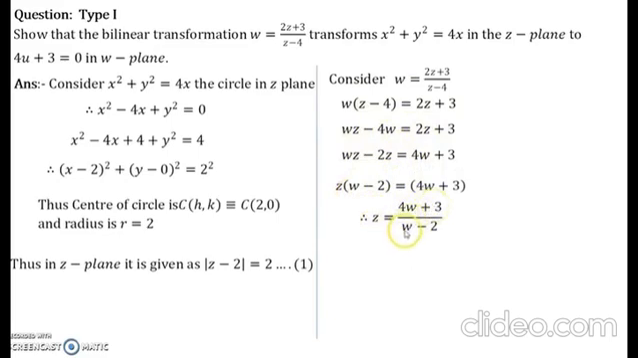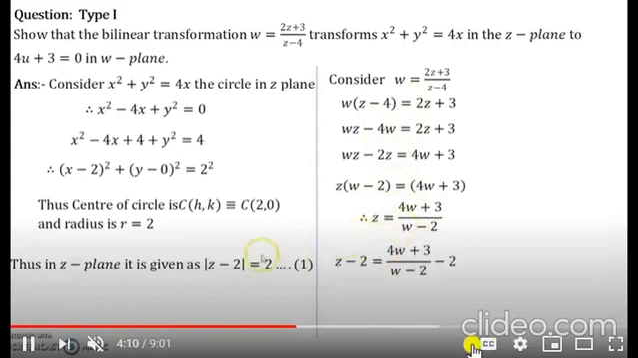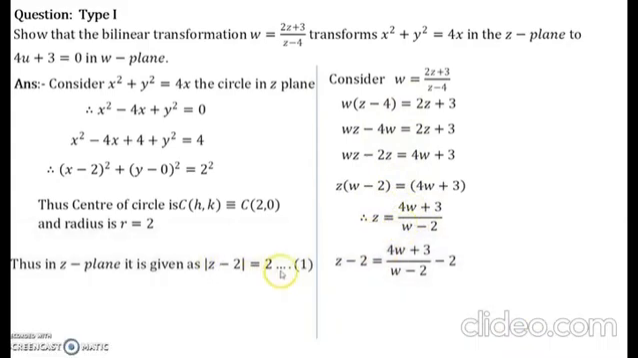Next I am finding the z value. We will get z = (4w + 3)/(w − 2). So this is our z value, after simplifying the given transformation. After expressing z in terms of w, we must subtract 2 on both sides because we have the circle equation |z − 2| = 2. After subtracting, I will get z − 2 = (4w + 3)/(w − 2) − 2. Now I am taking the modulus on both sides.